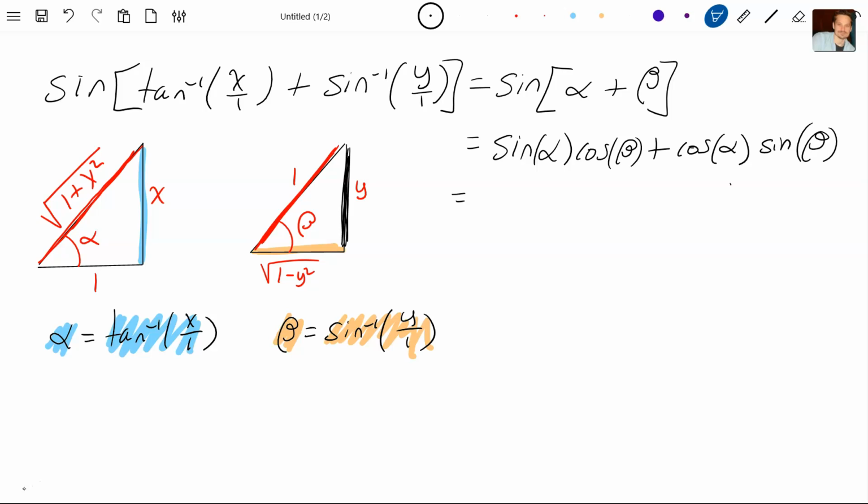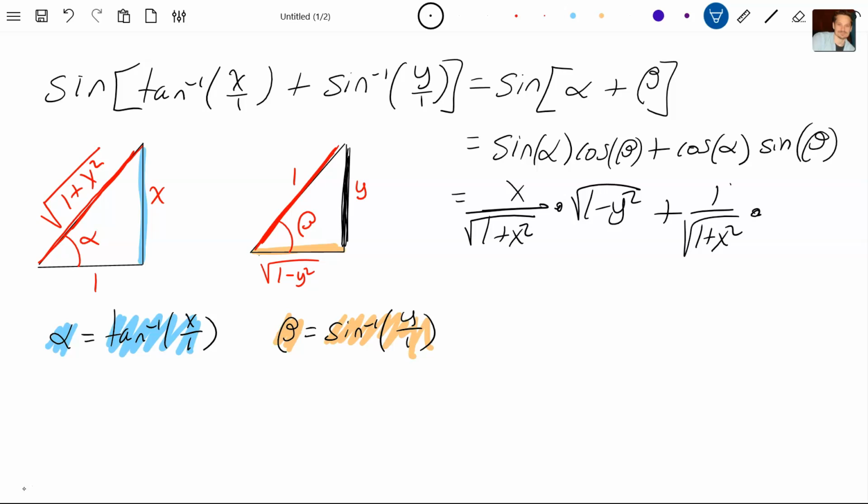So sine of alpha, what that means in the shape is the following. It's x over the hypotenuse. So it's going to be x divided by the square root of 1 plus x squared. And you're going to multiply that by cosine beta. So cosine beta would give us basically the horizontal leg divided by 1. So that would be the square root of 1 minus y squared over 1. So that doesn't change anything. Plus, and then cosine alpha, well, that would be 1 over the square root of 1 plus x squared. And then multiply by sine beta, which would be y over 1.